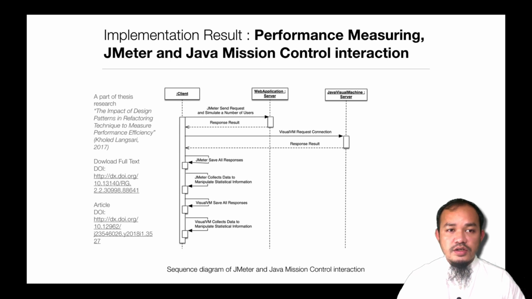This is the sequence diagram of the performance measuring, okay? Because my thesis is about measuring the performance of the application, how many connections, how many concurrent users this application can handle. It depends on the responsibility and the quality of the application, okay?